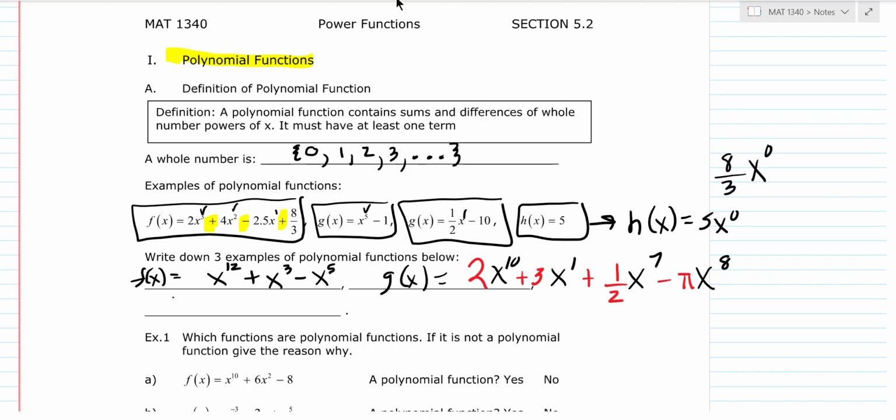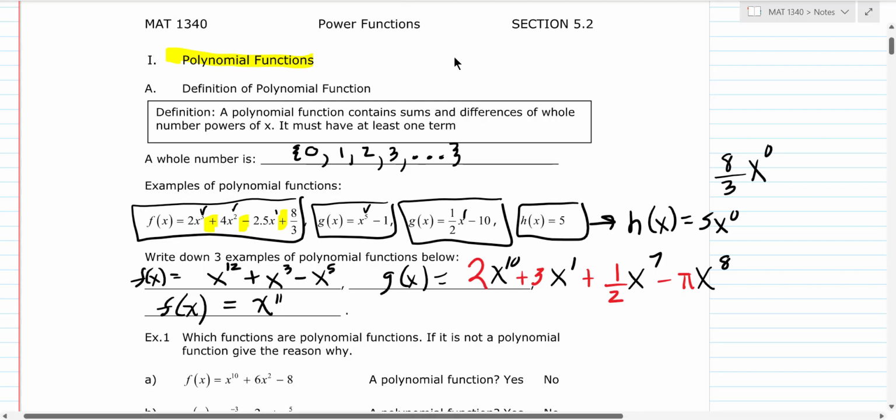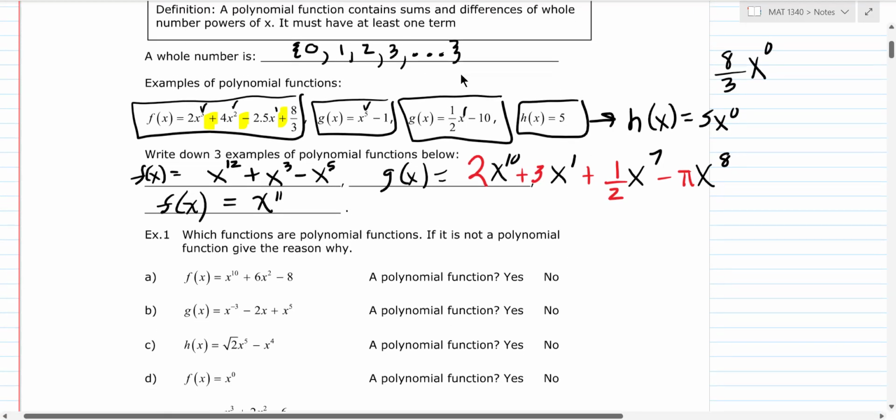The only other thing you could have is just one term. So it is okay to have something like x to the 11th. You've got to at least have one term. Do we understand what I mean by a polynomial function, yes or no? Sums and differences of whole number powers of x. A lot of times students know what a polynomial is, but they can't really explain what one is. Definitions, terminology stuff.